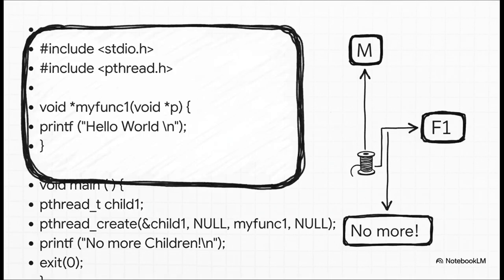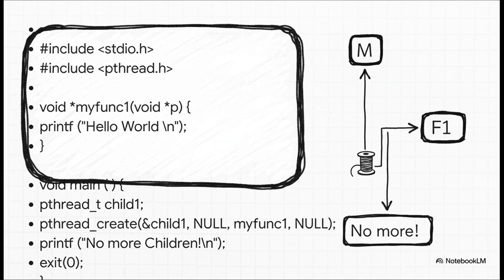So here it is, our first program. Pretty simple. In our main function, we create a variable for our thread, child1. Then we call pthread_create. That's the magic moment. We're telling it, hey, create this new thread, child1, no special attributes, and have it run the function myfunc1. And what does myfunc1 do? It just prints hello world. Right after creating the thread, our main program prints no more children, and then it exits.